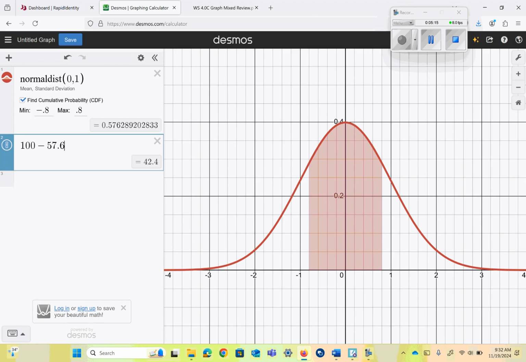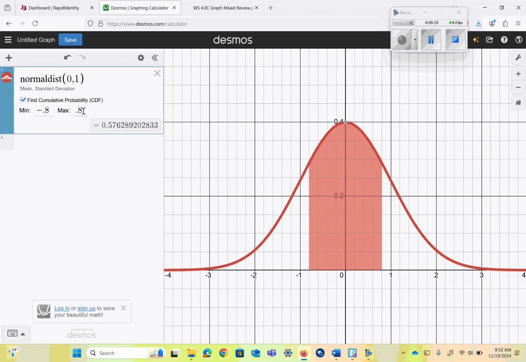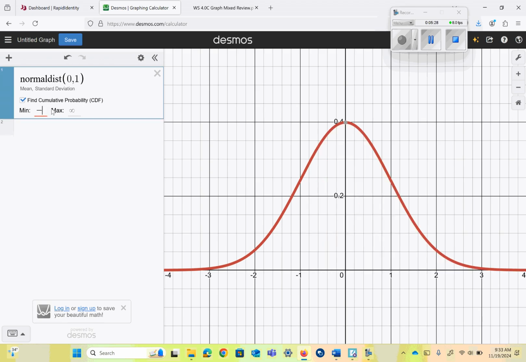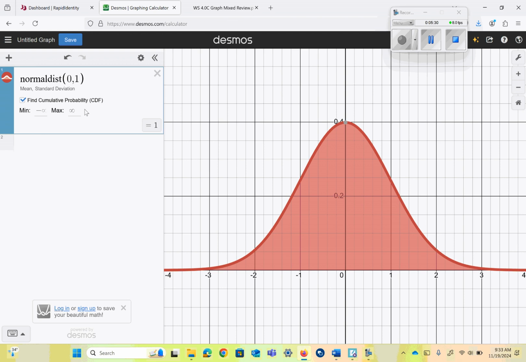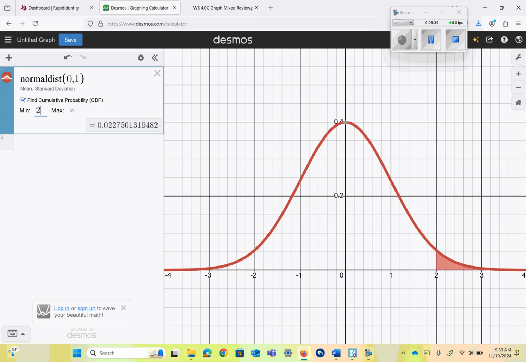Well, they didn't give us the mean or the standard deviation, so we're just going to stick with the 0 and the 1. So clear these regions out. Again, they default back once you clear it and you move the cursor off of it. So I want bigger than 2, so 2 standard deviations above.